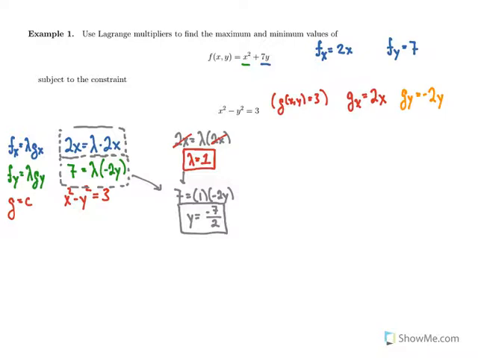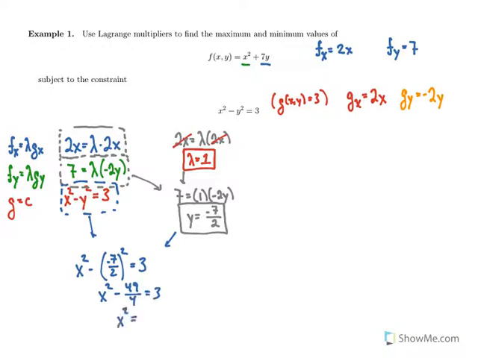And then we can plug that into our third equation, with y equals negative 7 halves, and solve for x. Here we have x squared minus negative 7 halves, squared, equals 3. That's x squared minus 49 fourths equal to 3. If we add 49 fourths to both sides, that's going to give us 61 fourths, and taking the square root, x is plus or minus the square root of 61 fourths, which is about plus or minus 3.9.